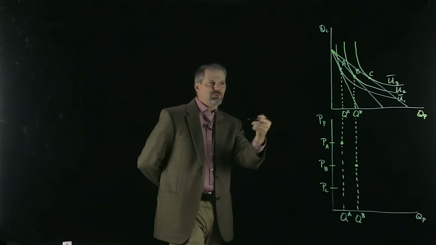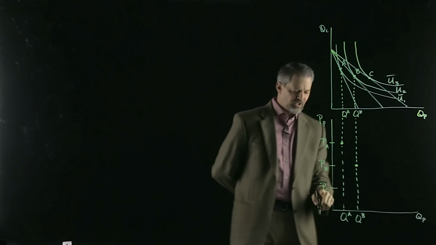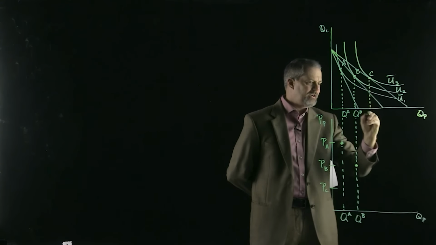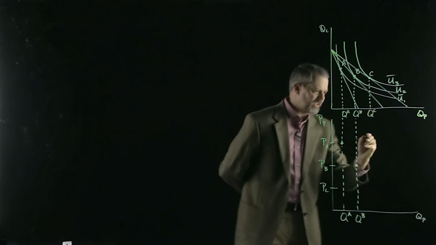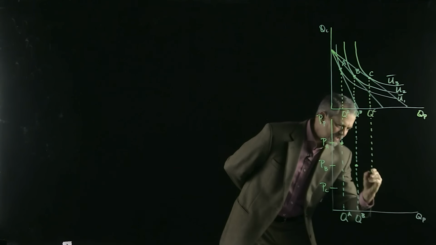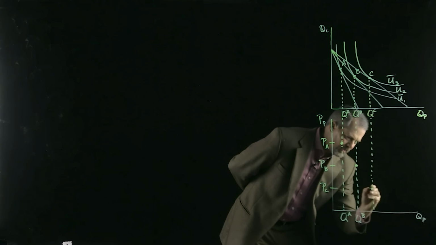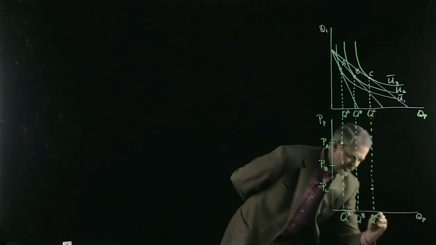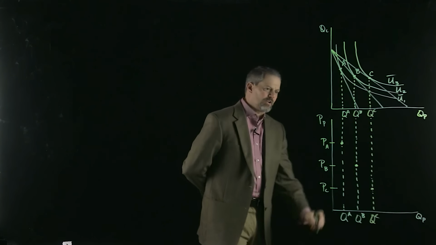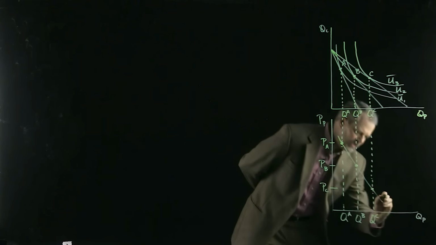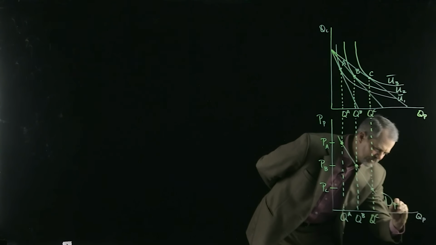And now notice what we've got. We've got a lower price of pizzas and a higher quantity demanded. There's QC. We can drop that on down. And so we get another point down here on the demand curve. And so if we connect these points, we're tracing out the demand curve for pizza.